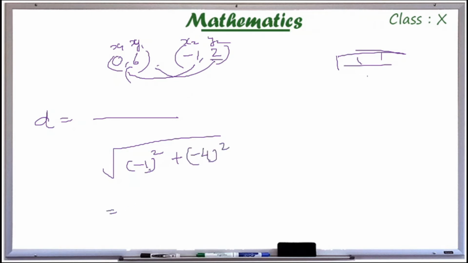So minus 1 square is equal to 1, and 4 square is equal to 16. 4 square and minus 4 square both are the same. So we get the answer root 17. So root 17 unit is the answer.